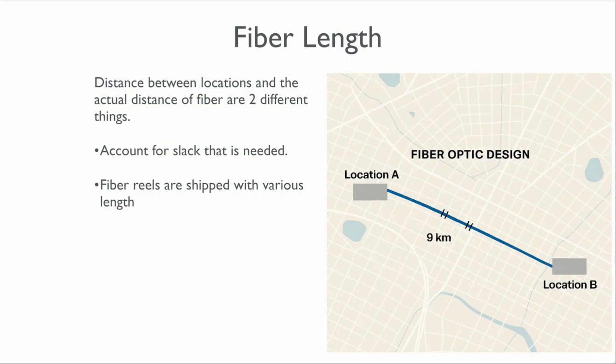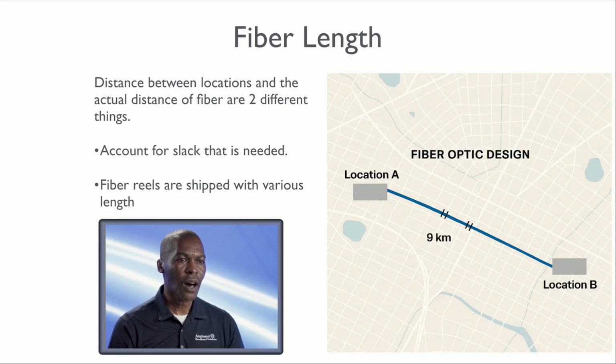Distance between locations and the actual distance of fiber are two different things. You must account for slack that is needed. Additionally, fiber reels are shipped with various lengths. For example, 15,000 feet or 4.5 miles of fiber could be on a reel. So if you had a 20-mile fiber run, you would have to splice the fiber, which adds additional loss.